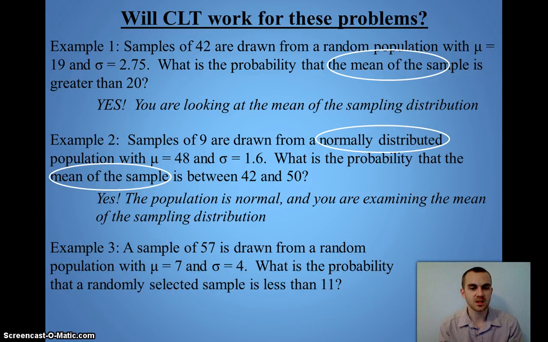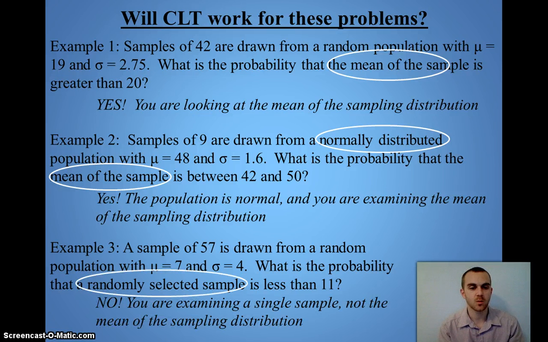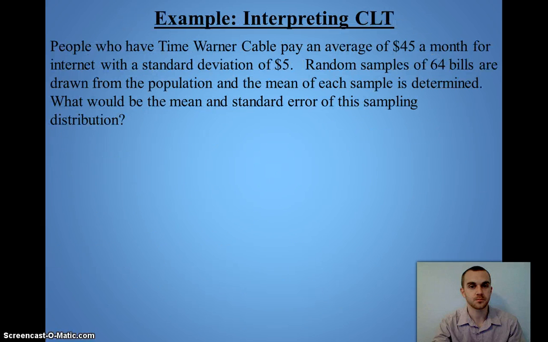In this last example, a sample of 57 is drawn from a random population, and we want the probability that a randomly selected value is less than 11. The difference here is that we're not looking at the mean, we're looking at just one individual out of those 57 in the drawing. Because you're only looking at one randomly selected person, and no longer at the mean of the sample, you can't use the central limit theorem.